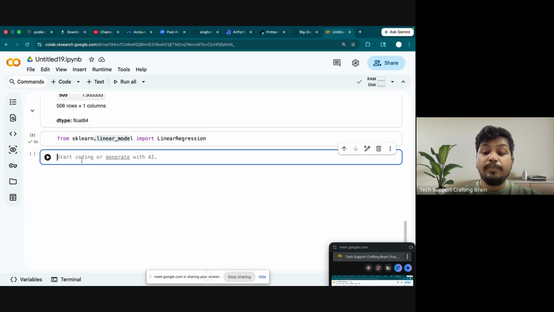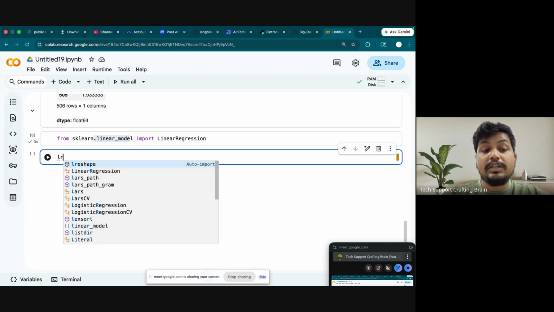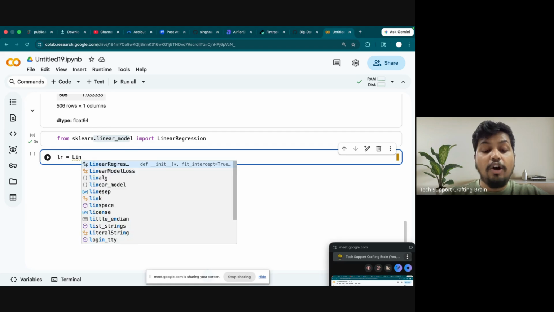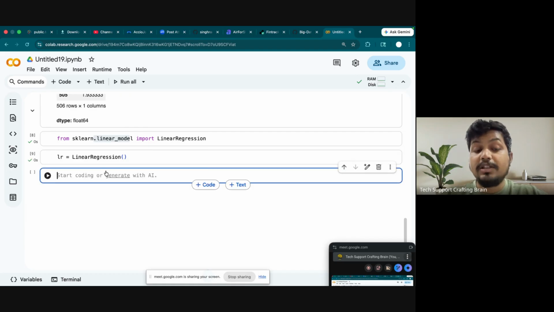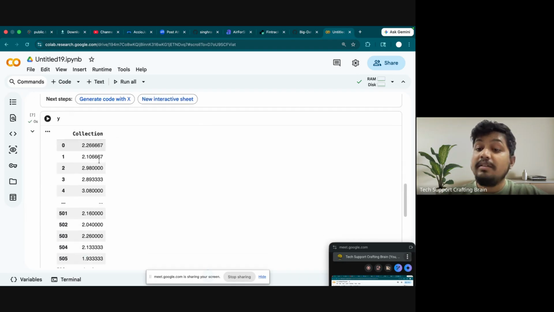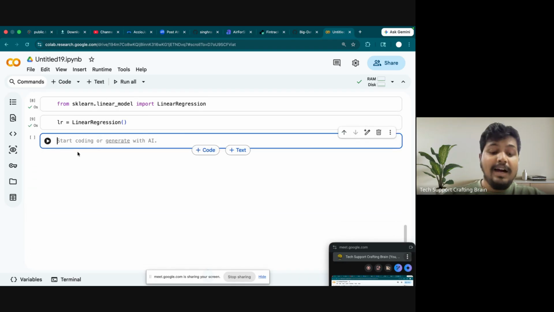Then we are going to create a linear regression model object. We have created the linear regression model object and stored it inside the LR variable. So now we will run it. Now we will fit our X and Y data here. So lr.fit we are going to use, and we are going to fit our X and Y data.